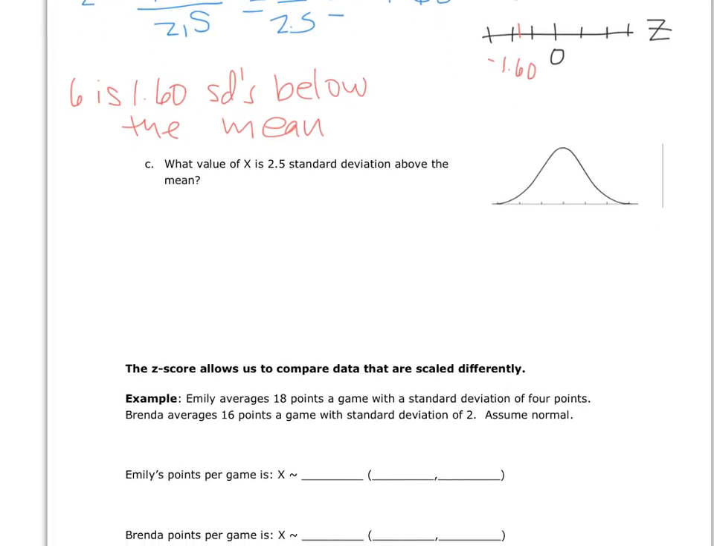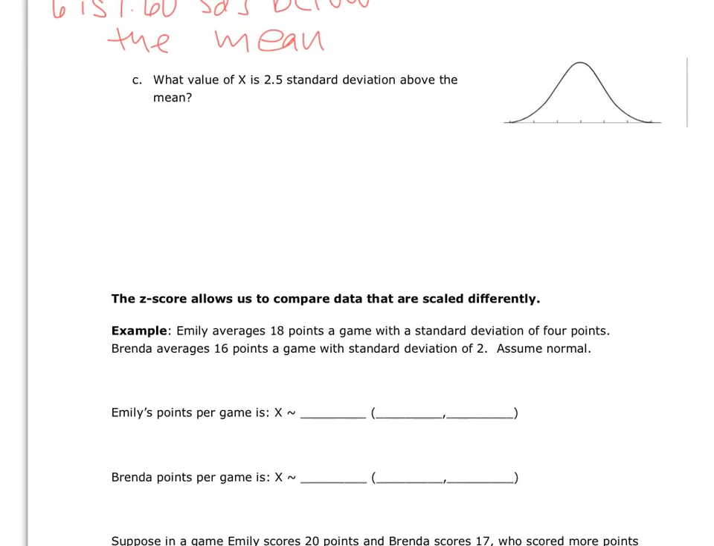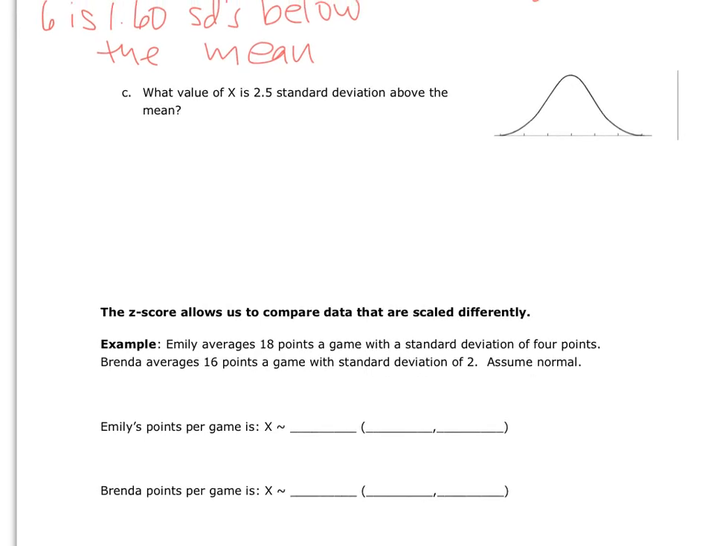Okay, now let's go the other direction. What value of x is 2.5 standard deviations above the mean? Taking our density curve, here's our z, and there is 0. So we have 1 standard deviation, 2 standard deviations, 3 standard deviations. Right there we have the z value of 2.5. That gives us where we have 2.5 standard deviations above the mean.